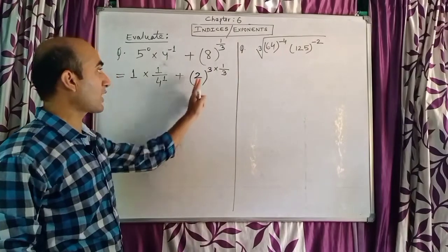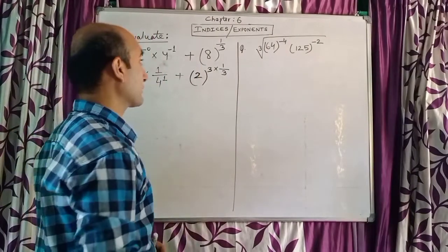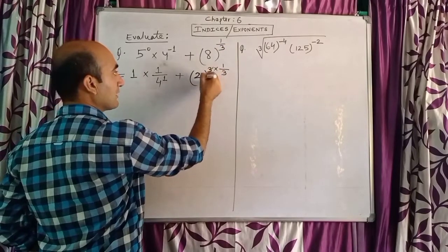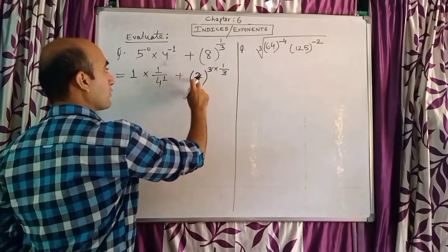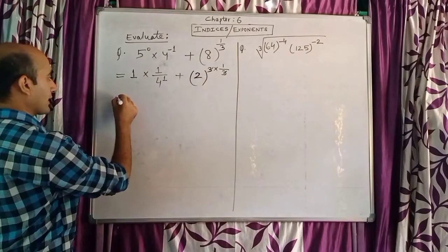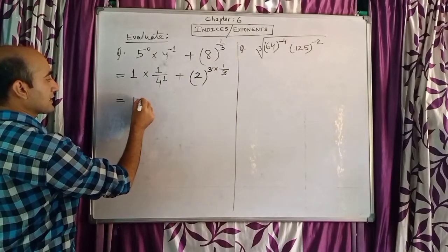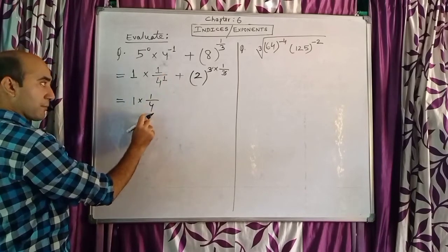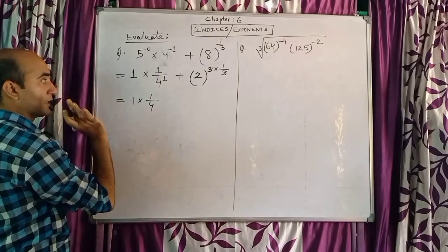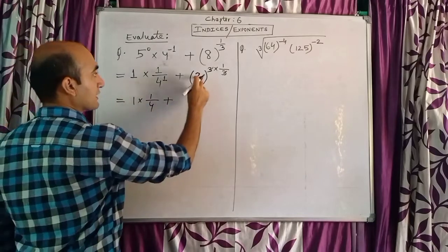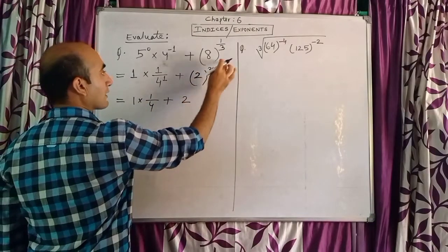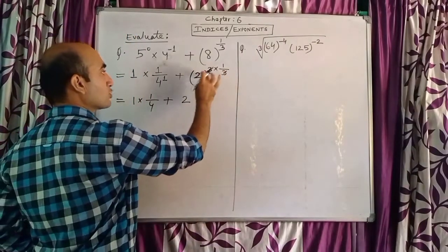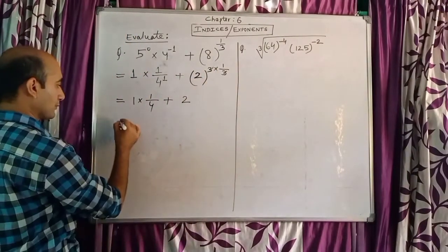Now you might be saying, sir, why did you write 2 cube? Because I want to remove this 3 with this 3. That means both 3s will cancel. Now what will remain? 2 to the power 1. So now our result here is 1 into 1 by 4. Anything to the power 1 is the same number. So 4 power 1 is 4 only. And plus here you have 2 power 1. So 2 power 1 is 2 only, because 3 got cancelled. 2 power 1 result is 2.